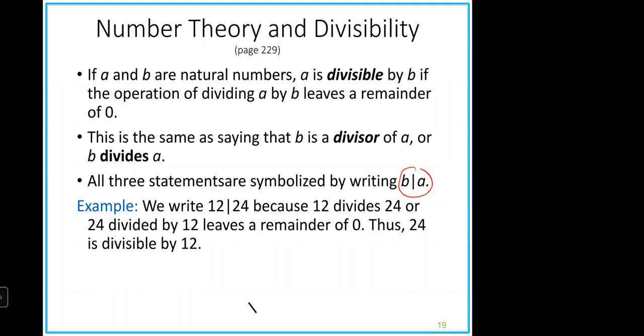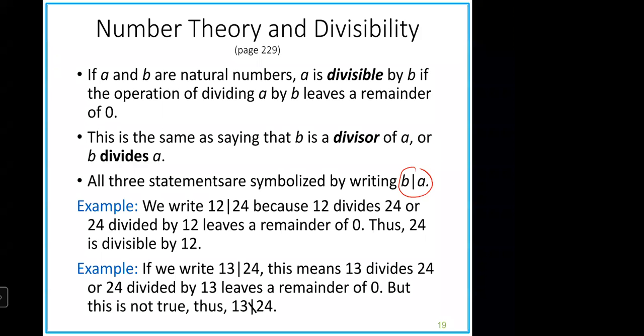So you see some examples here. We write 12 divides 24, because 24 divided by 12 leaves a remainder of 0. 24 divided by 12 gives you 2 with no remainder. 24 is divisible by 12.